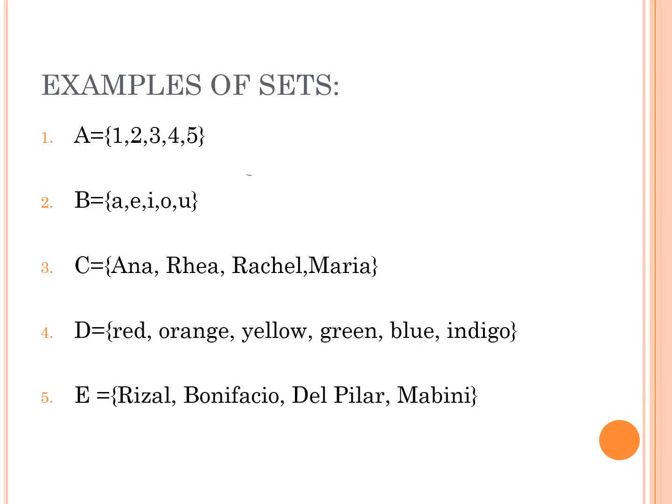Now, here are some examples of sets. For number one, we have set A. This is its name, and these are its elements. We call the numbers inside elements, and those elements are separated by commas. For number one, there are five elements, namely 1, 2, 3, 4, and 5, which are enclosed by braces. These are the braces.